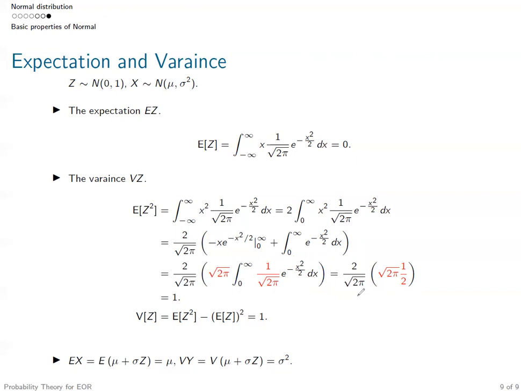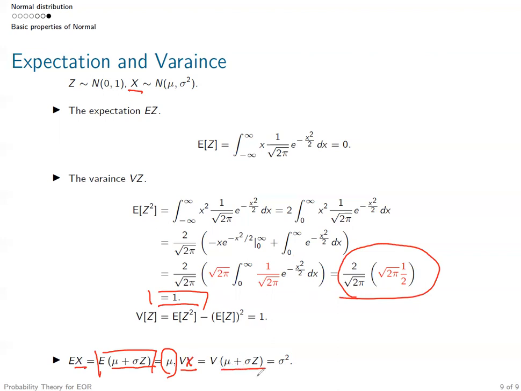Okay? And altogether, the expectation of Z to the power 2 is equal to 1. Then what is the expectation of X? We know X has exactly the same distribution as mu plus sigma times Z. We have already shown that the expectation of such one is equal to mu, and the variance of X is equal to the variance of mu plus sigma times Z, because mu plus sigma times Z has exactly the identical distribution as X.